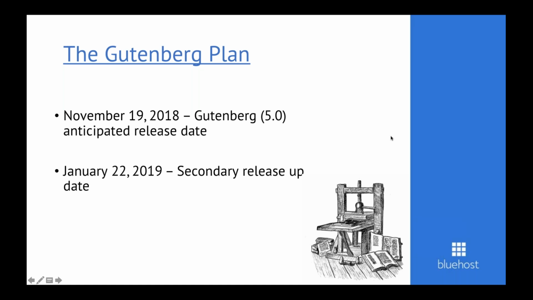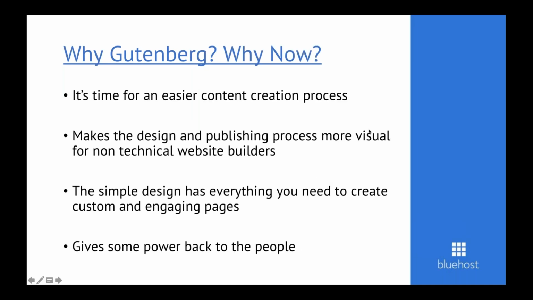So a lot of people have asked, why Gutenberg and why now? So the name Gutenberg actually derives from Johannes Gutenberg, the inventor of the first movable printing press known to man. This invention completely changed the way written content was published and distributed. And just like that disruptive nature of Johannes Gutenberg, the Gutenberg editor does the same for the online publishing experience. So this is a welcome change for WordPress.